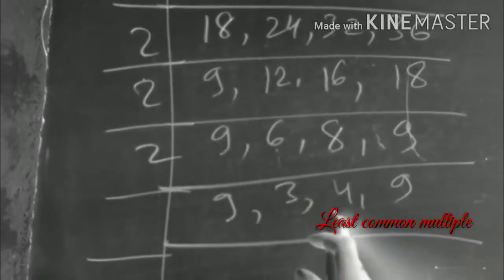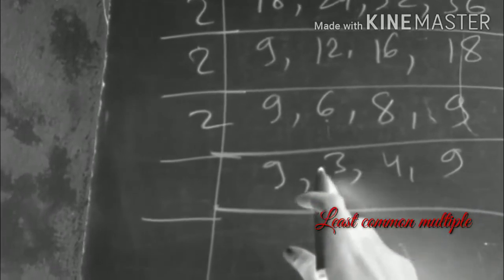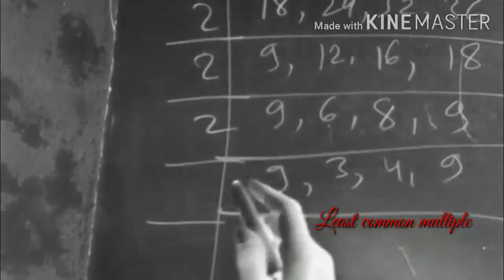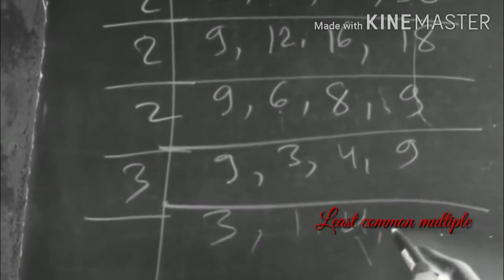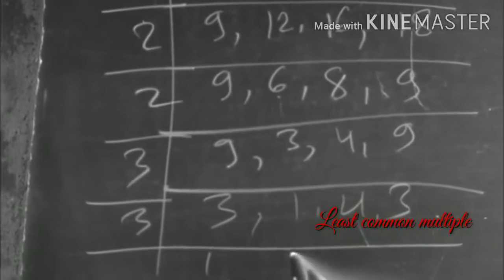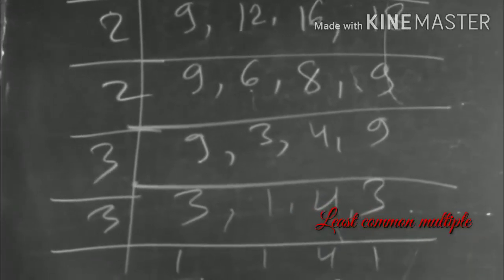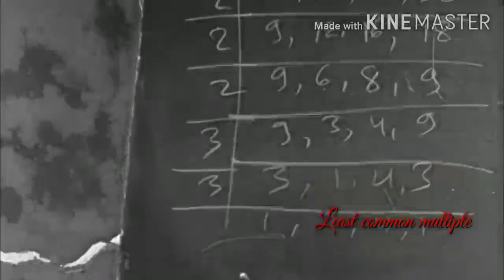2 is divisible by only one term, so we leave out the 2. Then we will move to the next, 3. 3 is divisible by one term, 2 terms, 3 terms, so it is possible. 3 threes are 9, 3 ones are 3, 4, 3 threes are 9. Again 3 ones are 3, 1, 4 is not, 3 ones are 3. So the remaining terms we have to put as multiples.